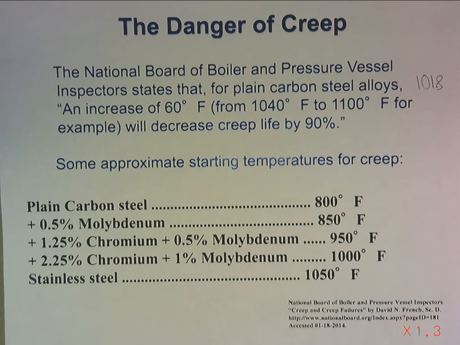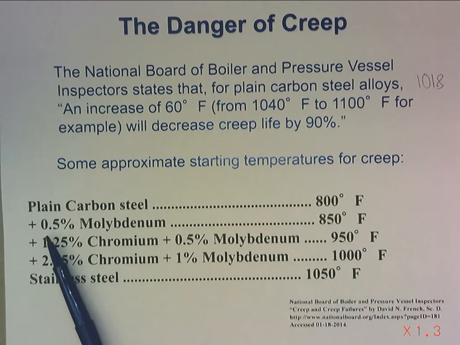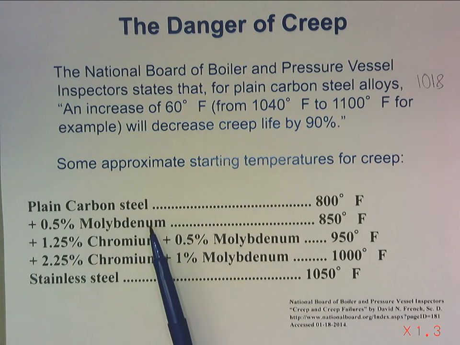So approximate starting temperatures for creep. These are going to be approximately 40% of the melting temperature. Again, with plain carbon steel, about 800 Fahrenheit. Let's now take that plain carbon steel and add 0.5% of molybdenum.